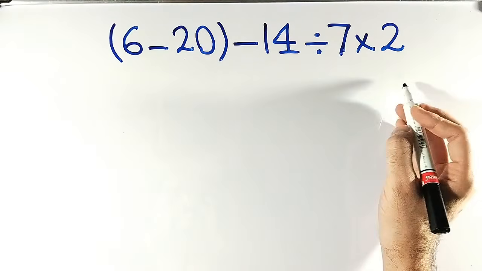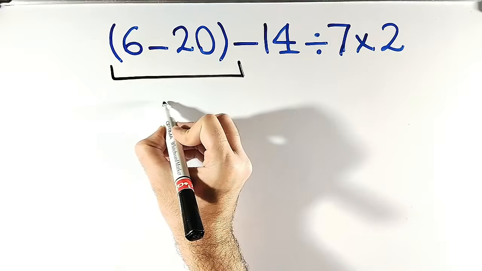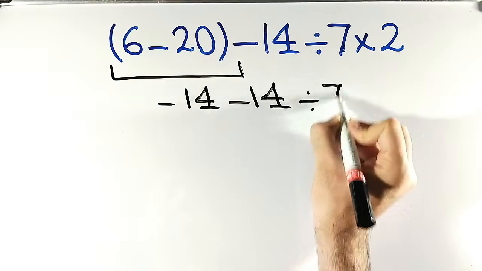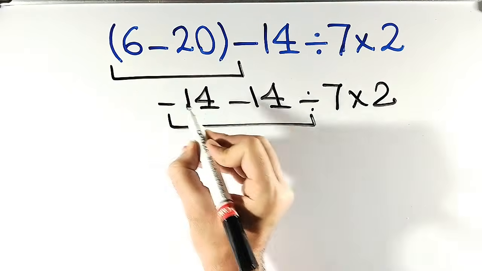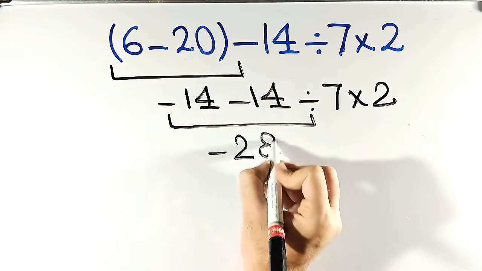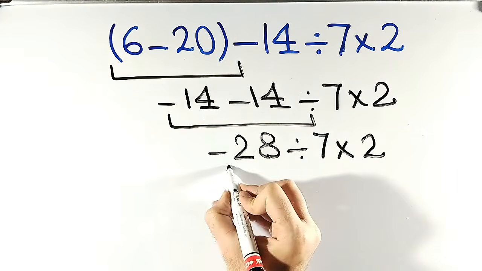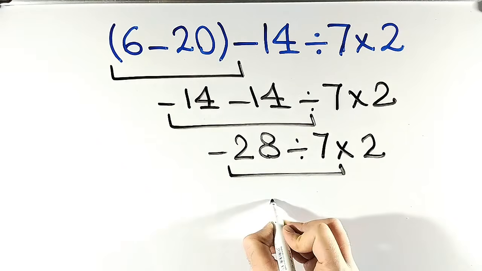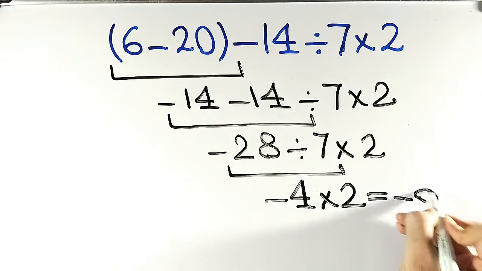Many people, when solving this question, first go for the expression inside the parentheses, and instead of this expression, they write negative 14 minus 14 divided by 7 multiplied by 2. And the next step, they go for the subtraction between negative 14 and 14, and write this expression as negative 28 divided by 7 multiplied by 2. Then they go for the division between negative 28 and 7, and instead of this expression, they write negative 4 multiplied by 2, which finally gives them the answer negative 8.